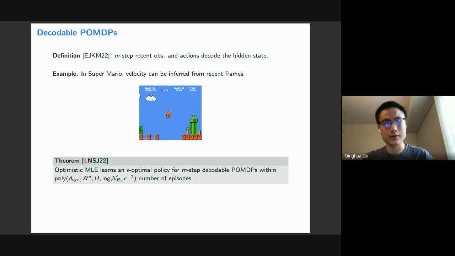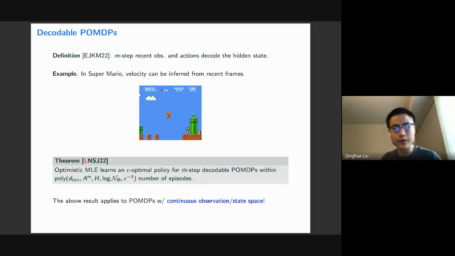And we prove that optimistic MLE can learn a good policy for m-step decodable POMDPs within this number of episodes. So here, d denotes the dimension of a certain system dynamics matrix. We will explain the definition in the next slide. And A is the number of actions. So we have exponential dependence on this small m. And H is the length of the horizon. Similarly, n_theta is the bracketing number, and epsilon is the accuracy parameter. And it has been shown that this exponential dependence on m is inevitable. Importantly, this theorem also applies to POMDPs with continuous observation, continuous action, and continuous state space.